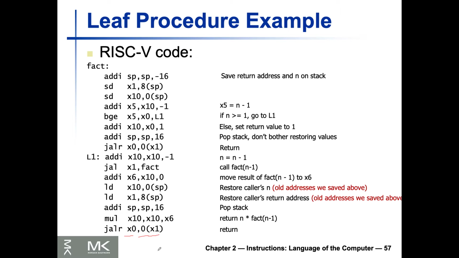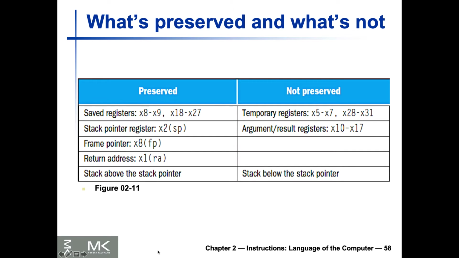Okay? So now you saw two examples, one a leaf procedure and the other one a non-leaf procedure. So let's see in general what types of registers are going to be preserved and which of them are not. So the ones that are going to be preserved, I'm referring to your figure 2.11. If you have your book available, you can have a look at it. So those registers that are going to be preserved, yeah.